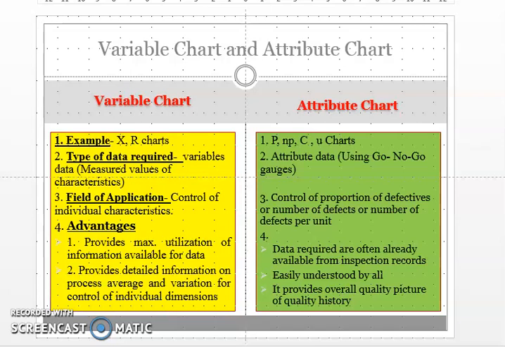In the previous lecture, we saw the patterns of a control chart: the pattern of natural or chance causes, and then what is shift, trend, and erratic or extreme fluctuations.